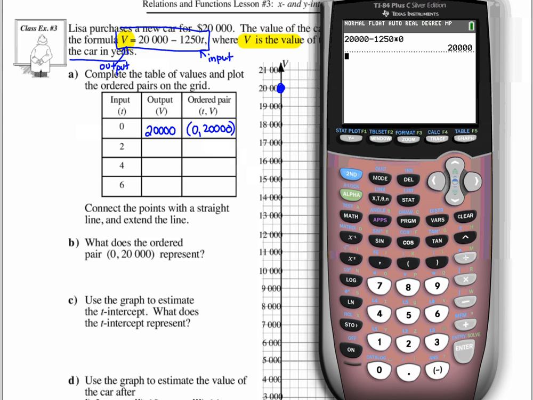So we expected that. In fact, I didn't really even need to use the equation because I knew I bought the car for $20,000. That's the initial value. That's going to be when time is 0. Okay, let's put in 2 now. So here's the thing. You can go second, enter on your calculator. And then all you got to do is change the 0 to a 2. Second, enter. 17,500. So we need to plot that.